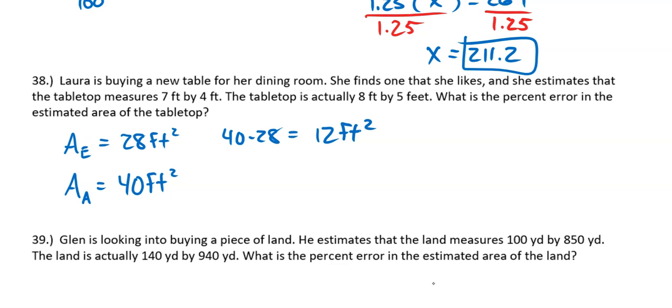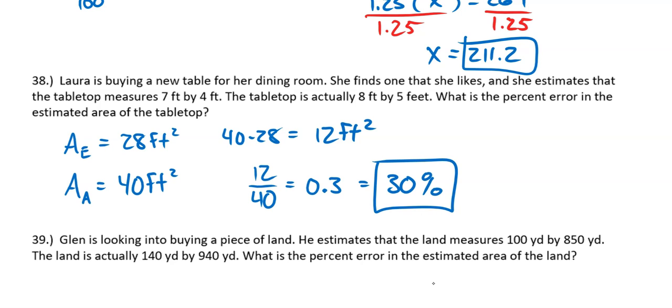But if we want to look at that in terms of a percentage, we want to compare that to the actual. I would say, 12 over 40, well, what percent is that? And really, that's just a job for my calculator. I divide it, and I get 0.3, which translates into 30%. So her estimate was 30% off. It was off by 12 square feet. 12 square feet is 30% of what it's supposed to be, okay?